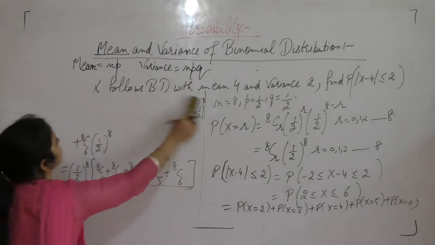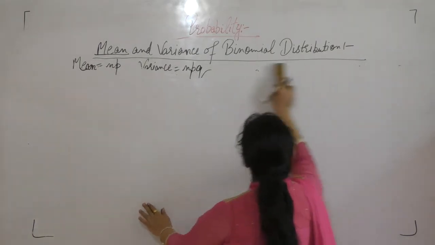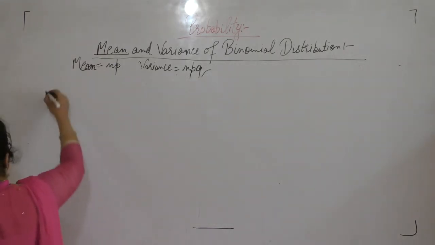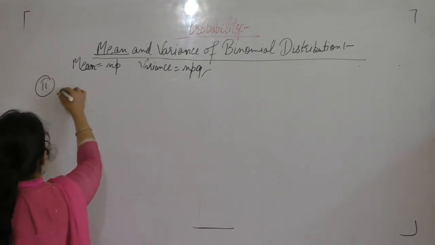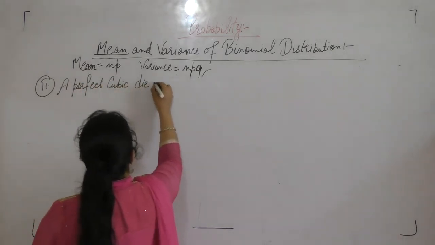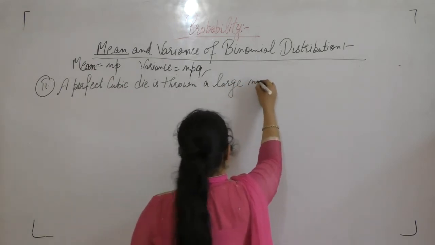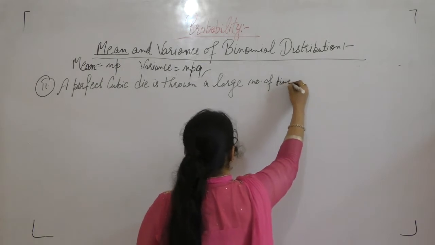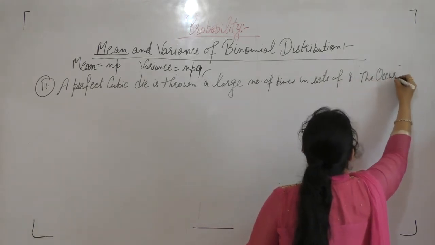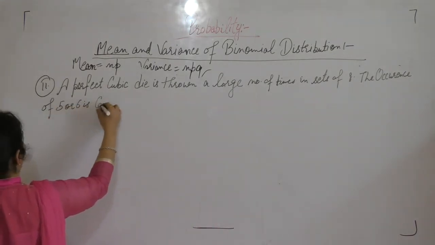Now the next one is question number 11. A perfect cubic die is thrown a large number of times in sets of 8, the occurrence of 5 or 6 is called a success.